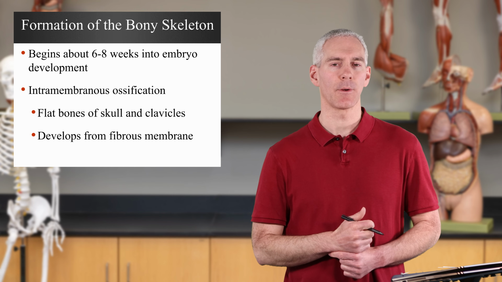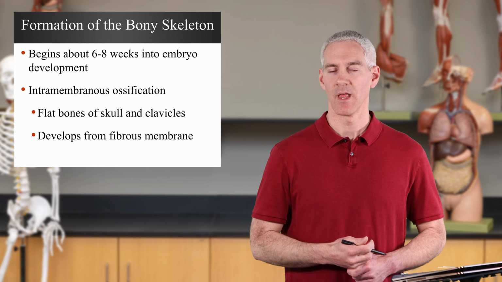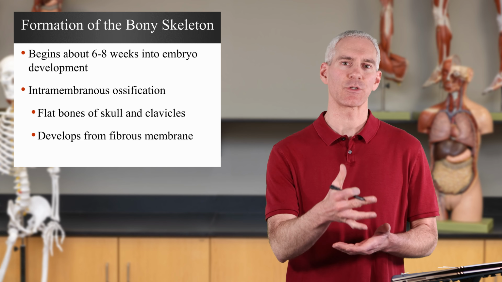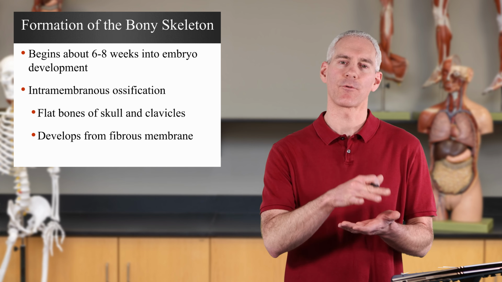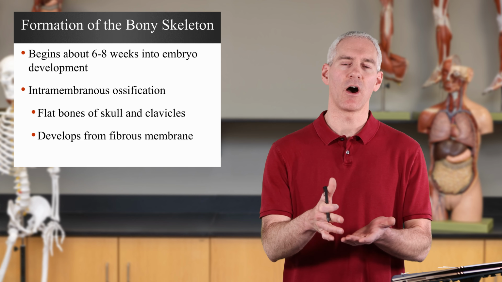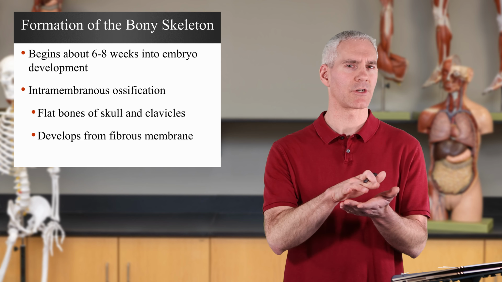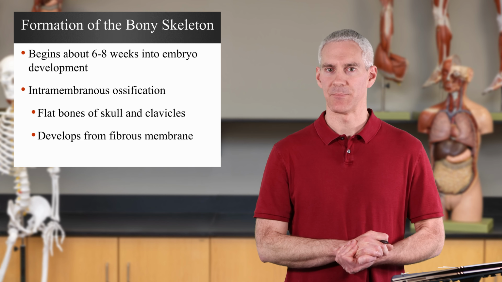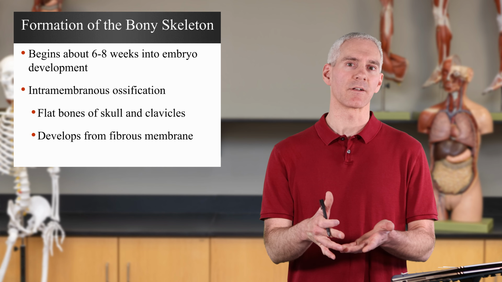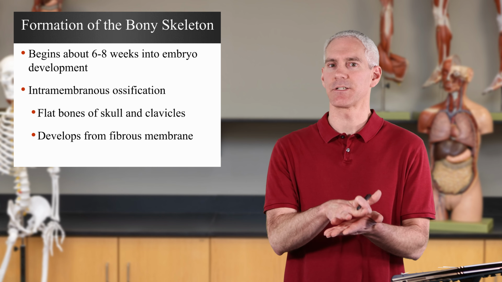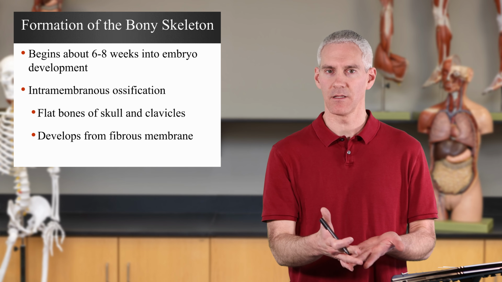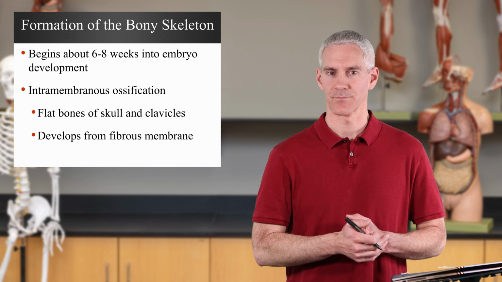So the term is intramembranous ossification. Now, intramembranous ossification is how the flat bones of the skull, as well as the clavicles, are formed. It's starting off creating the flat bones, so we're thinking about the structure of that. It's developing out of a fibrous membrane. So we're going to start from a fibrous membrane as the starting material, and then grow into the flat bones that will become the skull and, for example, the clavicle.